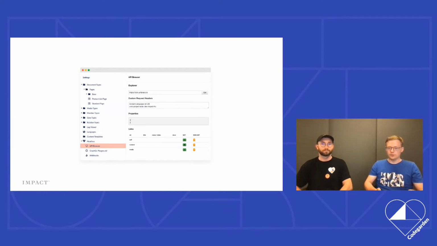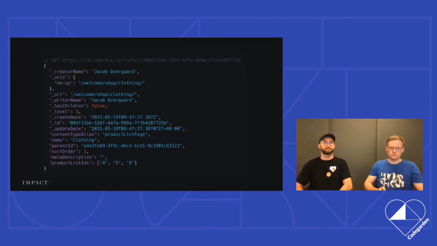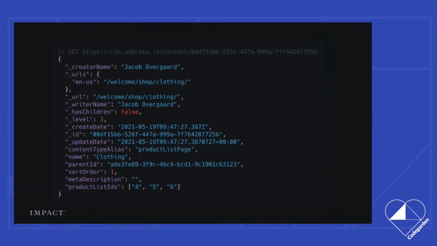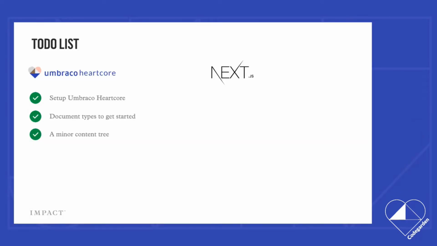All right, getting access through the API requires a special header with a product key and a CDN URL. You can find this under Headless settings, where you can also configure stuff like API access and toy around with the API browser. Calling the ID of the clothing page now gave us the following data. You can see the name of the page, the content type alias, and product list IDs 4, 5, and 6. Perfect. Back to the to-do list.